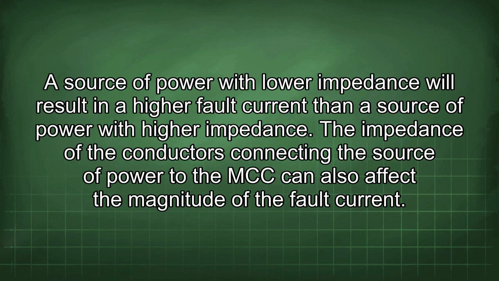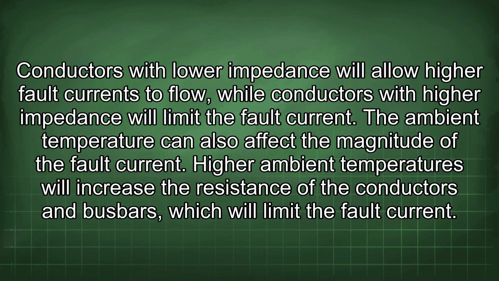A source of power with lower impedance will result in a higher fault current than a source of power with higher impedance. The impedance of the conductors connecting the source of power to the MCC can also affect the magnitude of the fault current. Conductors with lower impedance will allow higher fault currents to flow, while conductors with higher impedance will limit the fault current.